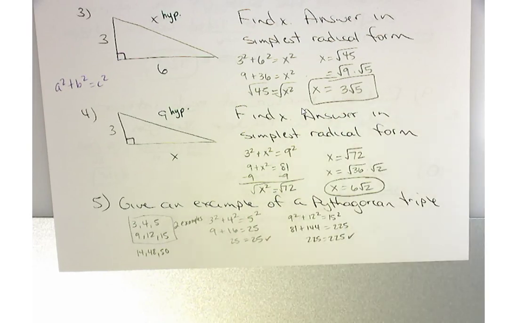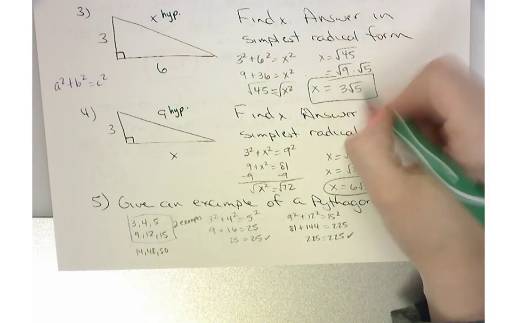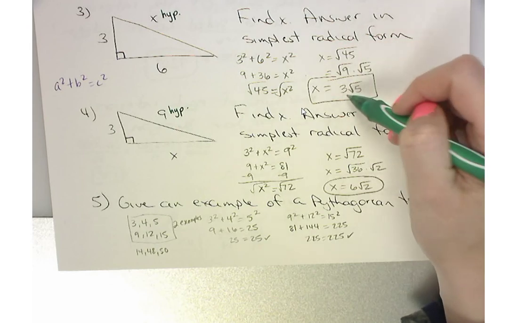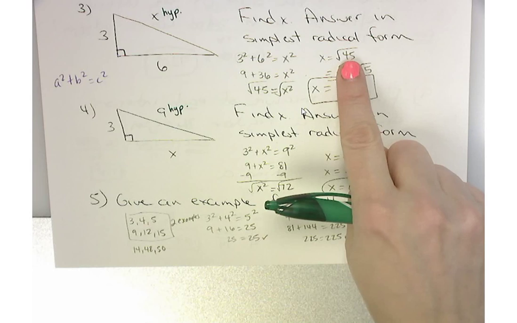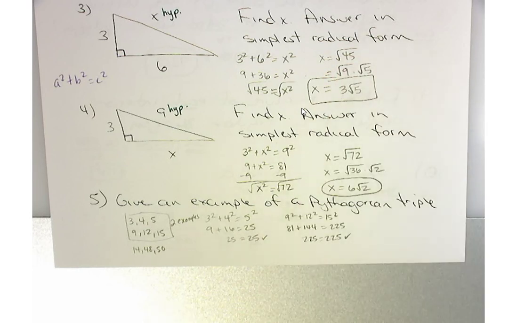Okay. So for number 4, you should have 9 squared on the side by itself. You're going to subtract 9 from both sides. You get 72. 36 is the biggest perfect square. Square root of 36 is 6, so you have 6 root 2. Again, when you plug in the square root of 72 and you do that calculation with your calculator and 6 square root of 2, those decimals are going to be the same.